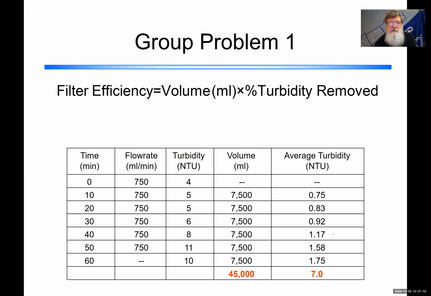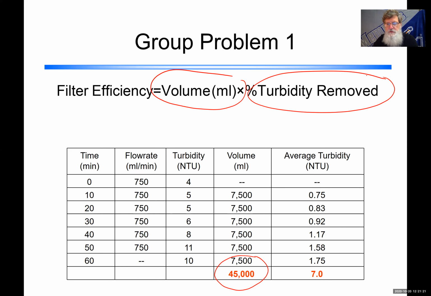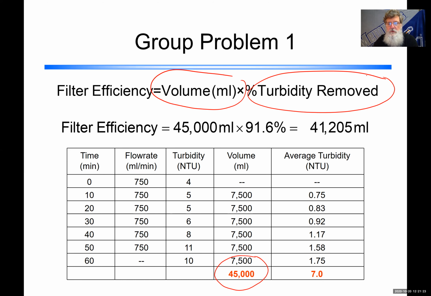Remember, filter efficiency is the volume treated, which in this case is 750, times the percent removed, which was almost 92%. So when I make that calculation, I get 41,205. You might get a slightly different number at the end, but that's okay. As long as you get 41,200, that's pretty close. So that's the solution to problem 1.